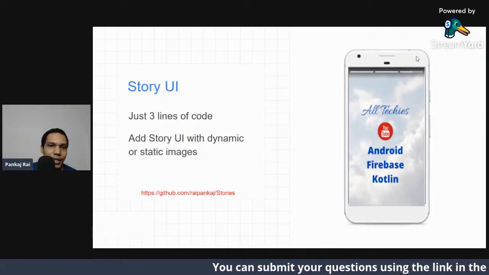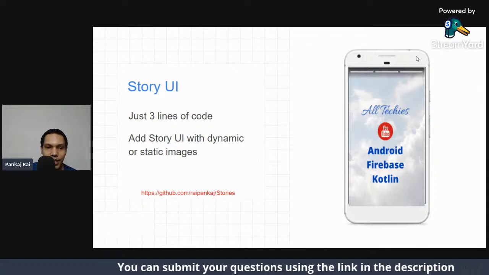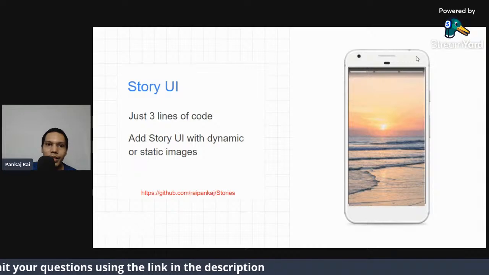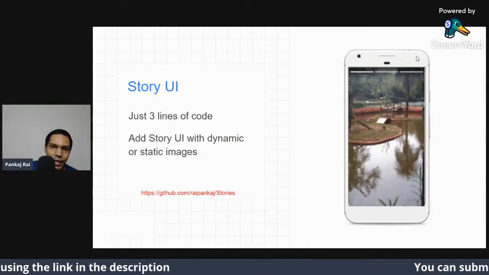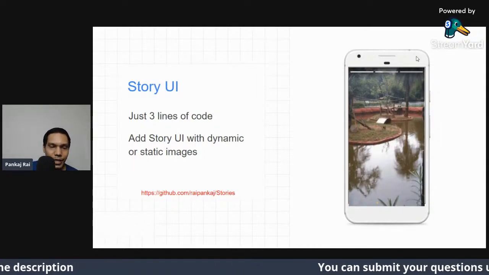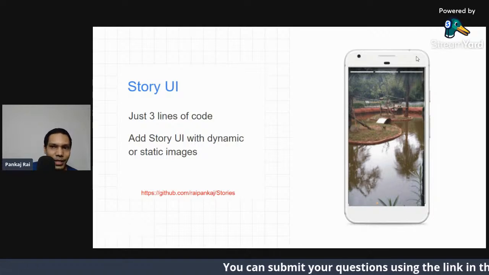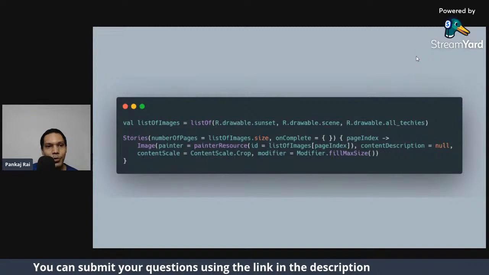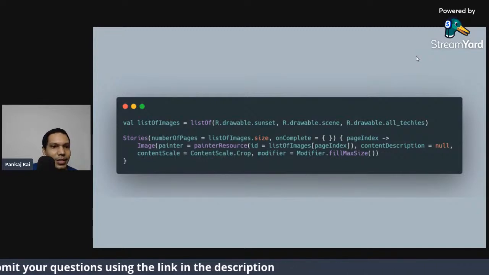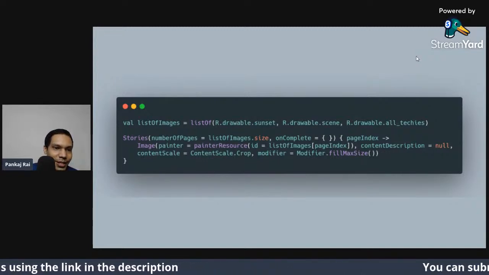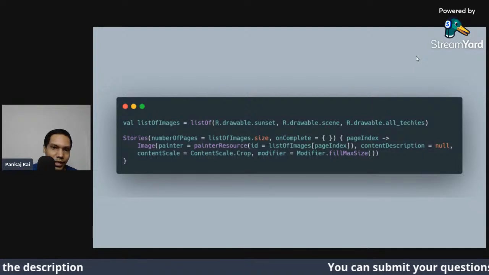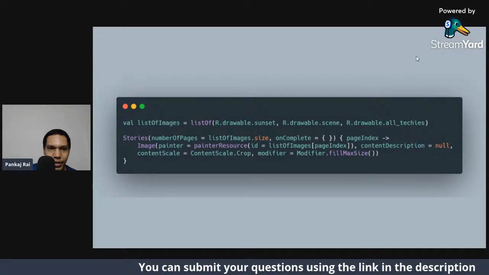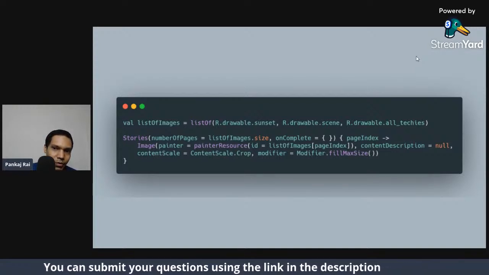So WhatsApp status has this kind of UI where, as your certain time limit expires, it automatically shows the next status. If we have to create this kind of UI with Jetpack Compose, let's see how we can do that. The maximum amount of code which you need to write for this one is this only. You have your list of images, which you could either have in drawable, or if you have dynamic images, then have them as URLs.